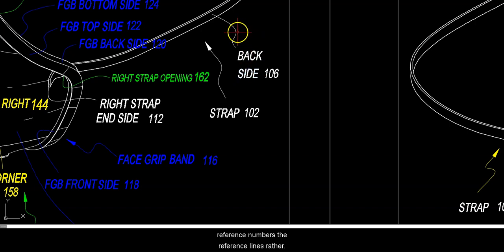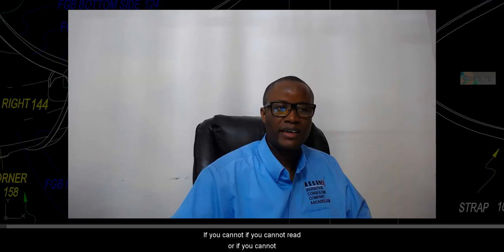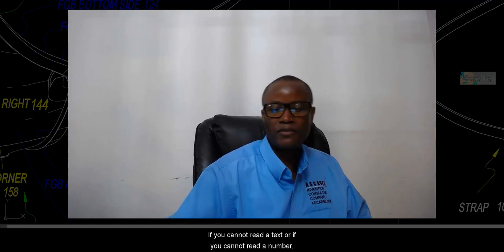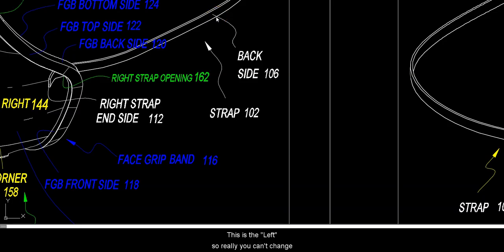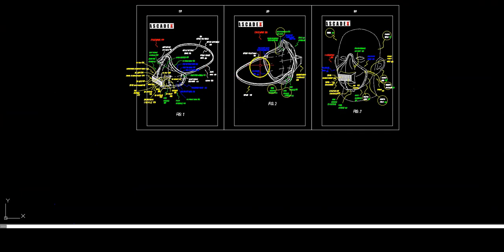And then you have the reference lines. The reference line, whether in the form of an arrow or an actual line touching the part, can be compared to your finger pointing to the part that you are explaining. So if you cannot read a text, or cannot read a number, at least you will be able to see a line pointing to the left, and you will know for sure this is the left. You can't change whatever you wrote down on the paper. So this is very important. That's why I'm spending a lot of time emphasizing this.